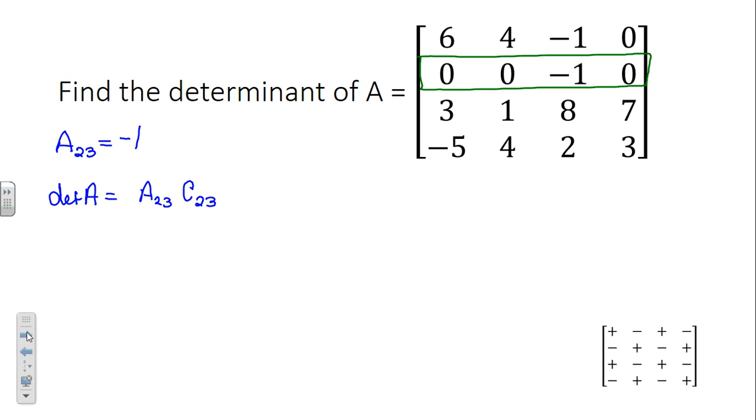Okay. So we're going to take that -1 times whatever the cofactor is. But we have to find the minor first. Okay. How do we find the minor for row 2, column 3? Well, we eliminate row 2 and column 3, and what's left? 6, 4, 0, 3, 1, 7, right? And -5, 4, 3. Okay? So far, so good?